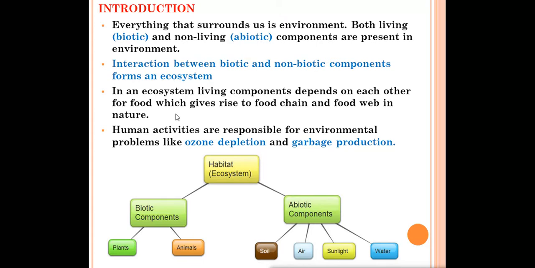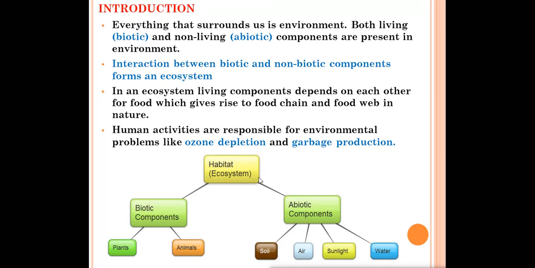And after that we have food web. So what is food web? Interconnected food chains are called food web. When various types of food chains interconnect among themselves, they have some connections among themselves, that is called food web. Human activities are responsible for environmental problems. As you know, as the population is increasing, our needs are also increasing. Because of that, there are so many environmental problems around us, like ozone layer depletion, garbage production, etc. These are the basic things which we are going to read in this chapter.